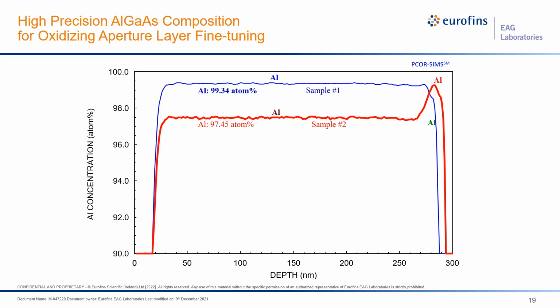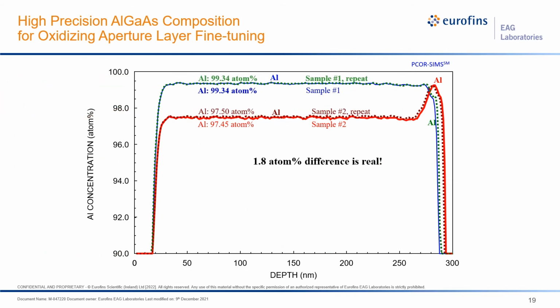So here's an example. This is a calibration run for an oxidation layer in VCSELs, where the customers, the VCSEL engineers, are varying the aluminum concentration to control the oxidation in the aperture layers of the VCSELs. In this particular sample, the customer is trying to design a VCSEL structure that has 99.3% aluminum versus 97.5% aluminum. These are two different samples. The difference between them is roughly about 2 atom percent. And the question is, can SIMS measure a 2% difference in aluminum in these two samples?